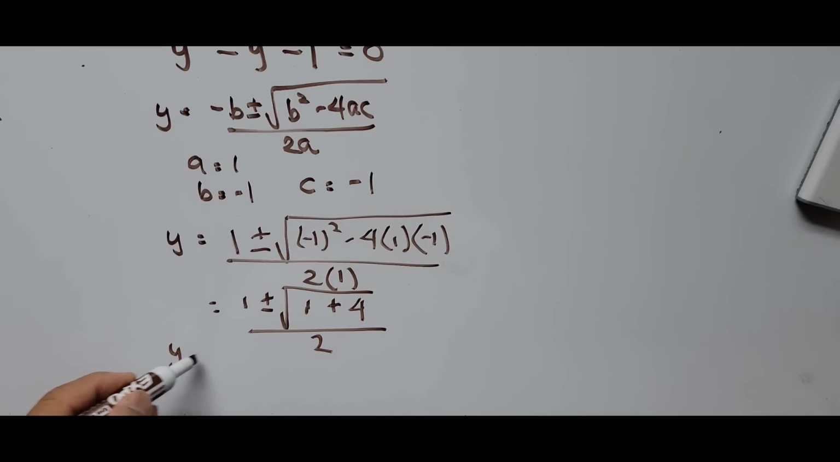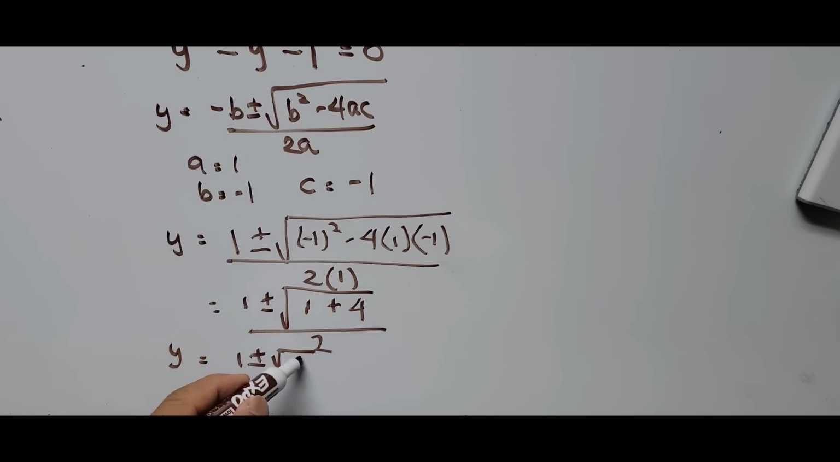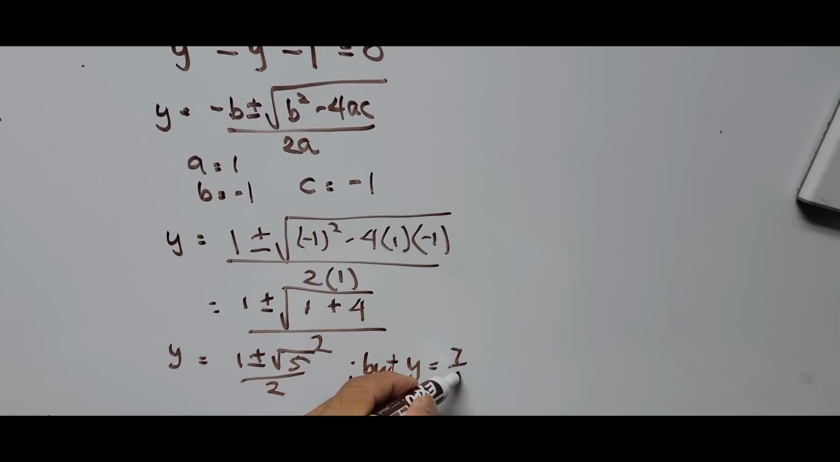And y becomes (1 plus or minus the square root of 1 plus 4, which is 5) divided by 2, so y = (1 ± √5)/2. But since the value of y is (7/6) raised to the x power, we substitute the value of y, (1 ± √5)/2, into this equation.